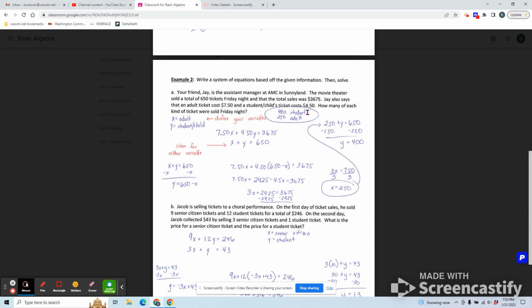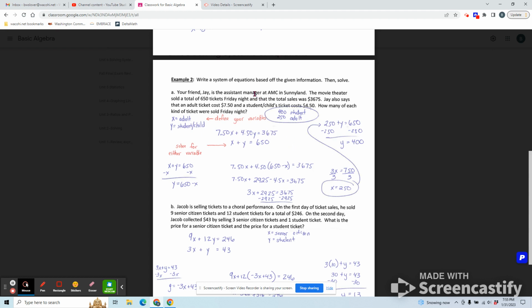So what this means is that Friday night, there were 400 student or child tickets sold and 250 adult tickets sold. So all of that is going to meet this criteria, 400 and 250, 650. If I were to plug these into this top equation, I would end up getting $3,675.